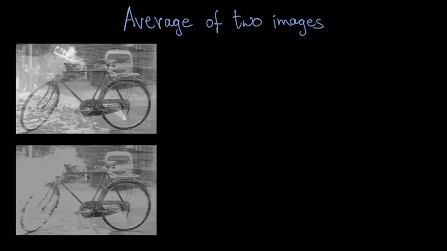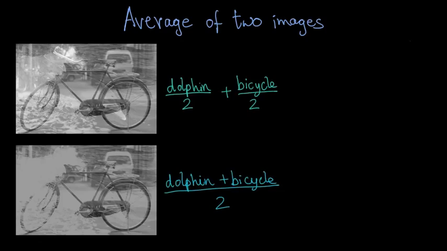To understand the result we are seeing, let's take a closer look at the computation that is happening behind the scenes. Here are the two images. The first image is the result of dividing each image by 2 and then adding them. And the second is the result of adding the two images first and then dividing by 2. The first image has better detail and is also slightly brighter than the second one.